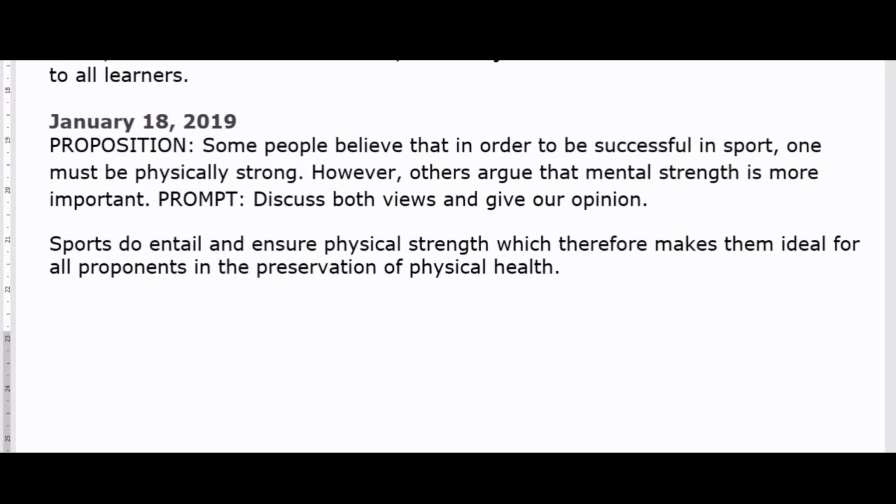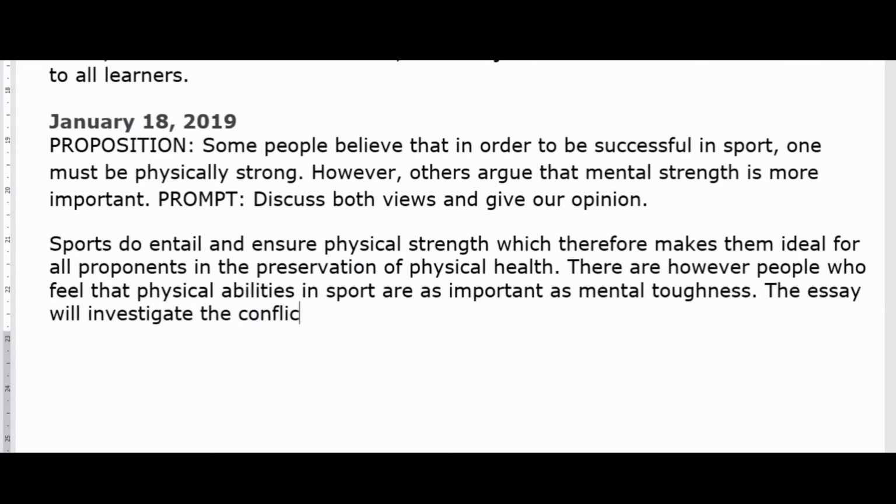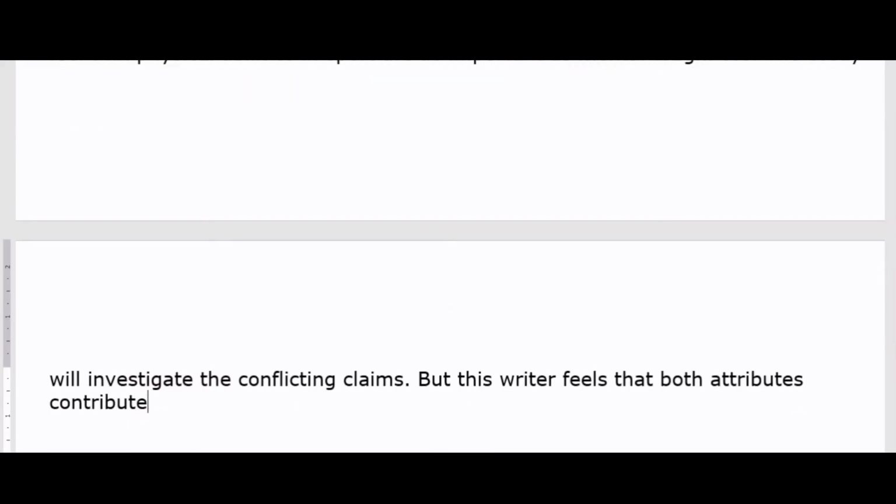And then we're now going into the paraphrase. There are, however, people who feel that physical abilities in sports are as important as mental toughness. That's your very short paraphrase. And then we're now going into the forecast statement. The essay will investigate the conflicting claims, and then this is now the thesis statement. But this writer feels that both attributes contribute equally to sporting success.